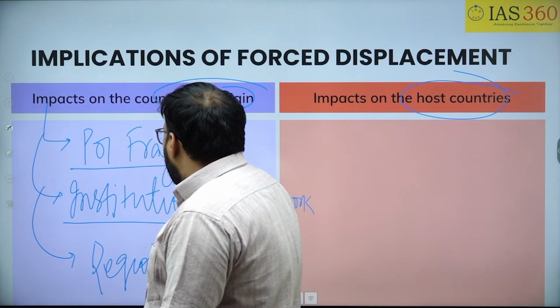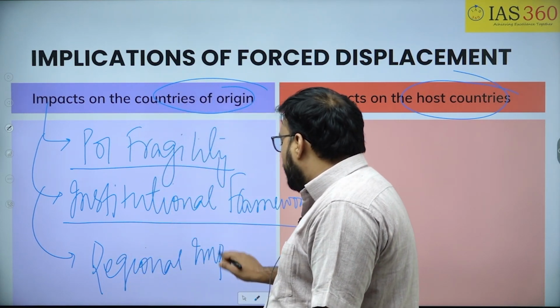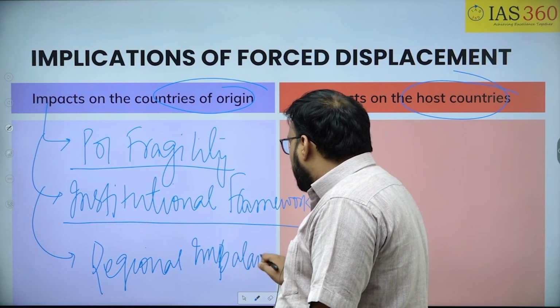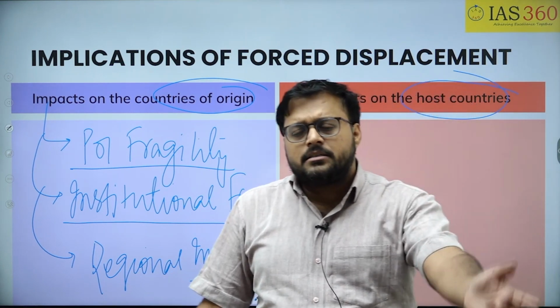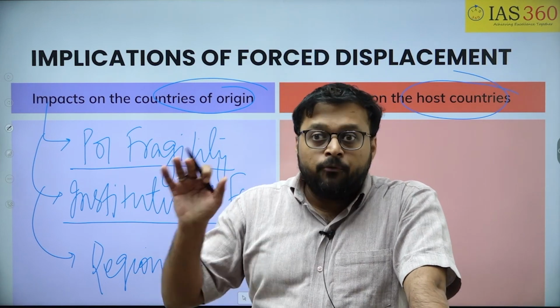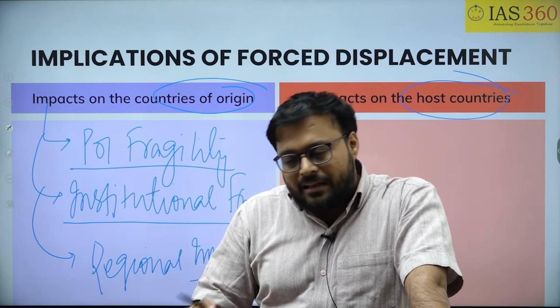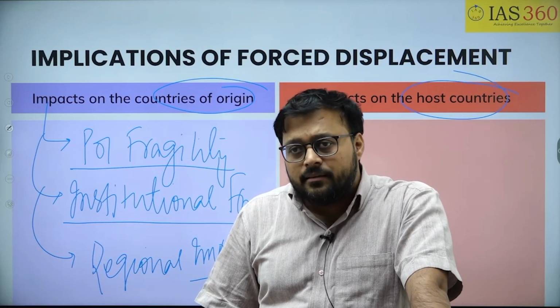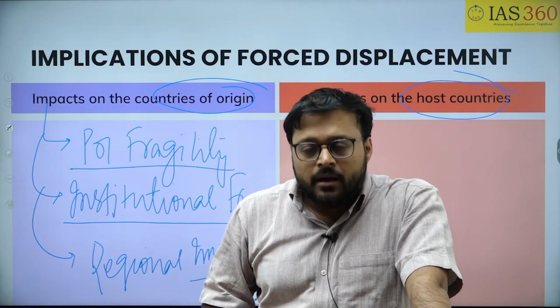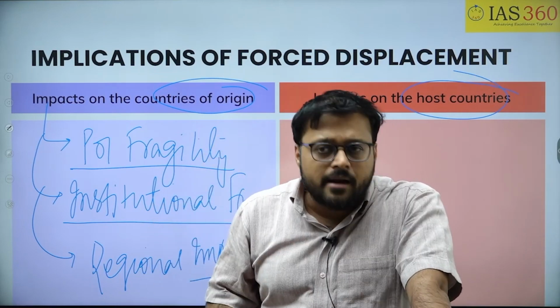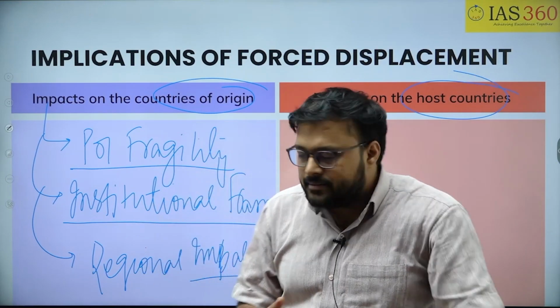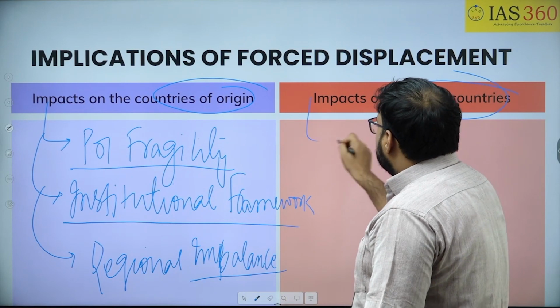For example, if 100 people have migrated from one region to another region, then it will create regional imbalances. And just you can understand the Bangladeshi influx into Assam, that has resulted into regional imbalances in terms of resource distribution, in terms of political rights, in terms of social rights, in terms of cultural rights.